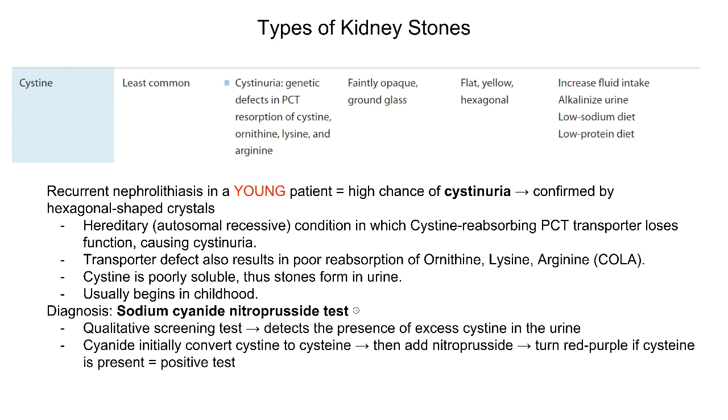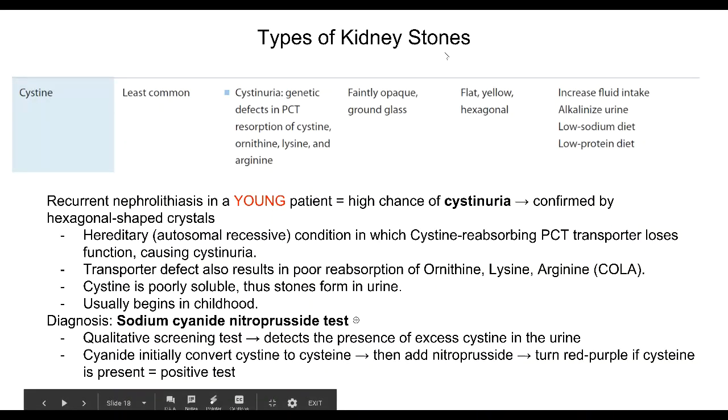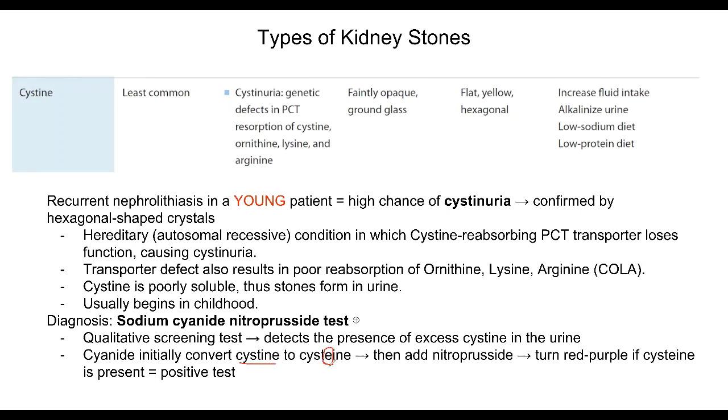First they use cyanide to convert cystine into cysteine. So you see this is different. This is cystine and this is cysteine. There's two, there's an actual disulfide bond in there. That means it is converted into cysteine, then they add nitroprusside. Then this will react with the nitroprusside to become red and purple. So they don't detect the cystine, they detect the cysteine.